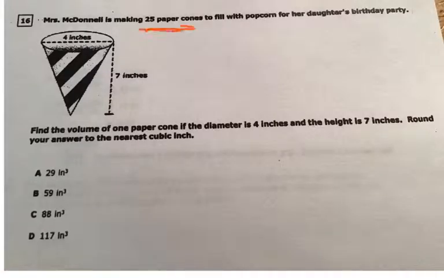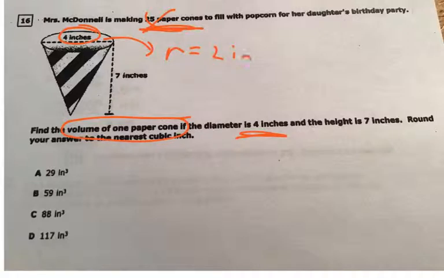We know we're making 25 paper cones, but if you look carefully, all they care about is one paper cone. So who cares that there's 25 of them in this case? Okay? They told us the diameter is 4 inches, as shown there. So the first thing we're going to do is divide it by 2. The radius is 2 inches. That's what we need, right? The height is 7 as shown there.